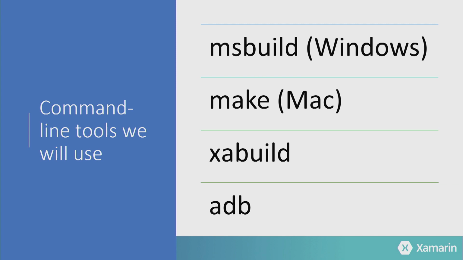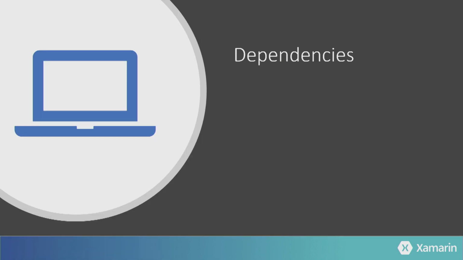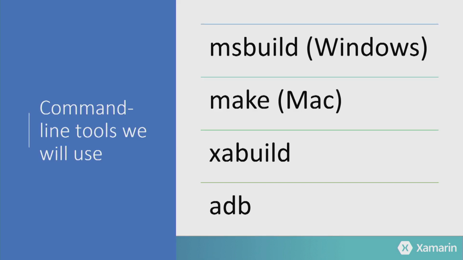I'm going to be on Windows. I know there's a lot of Macs around here, but every command I run, you can actually run on Mac too. You just use make instead of MSBuild. And then we have a tool called XABuild, which I'll get into later, that we'll use to build apps with our build of XamarinAndroid. And then we'll use ADB quite a bit, which stands for Android Debug Bridge. That's just a tool that lets you interact with an Android device or emulator that's connected.